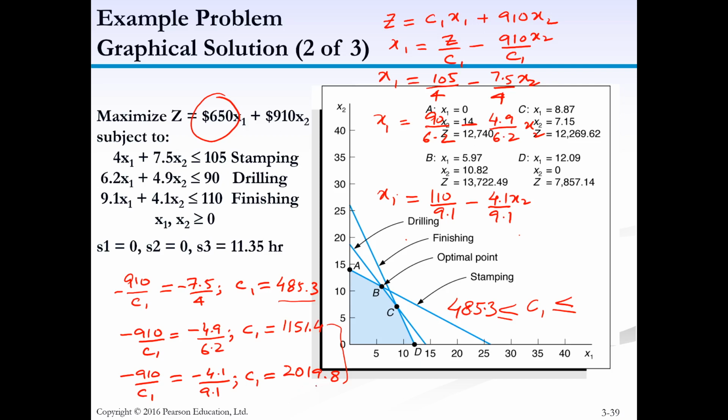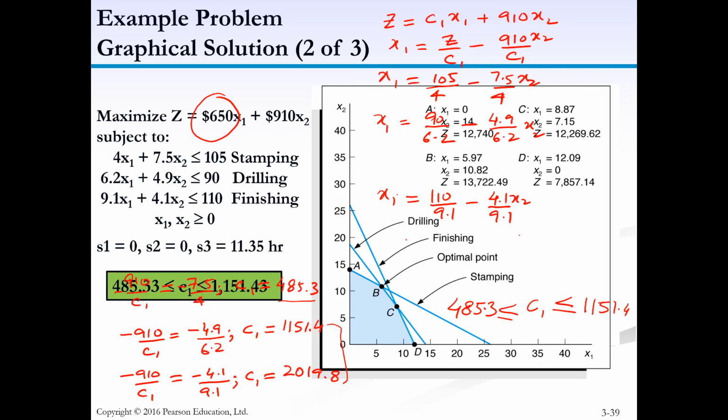You can see which one is more sensitive, which one is closer to 650. And the closer towards 650 is 1151. This is more sensitive, so 1151.4. This is the range over which the corner point is not going to change. Okay, so if I may show you the result, and the result is the same.